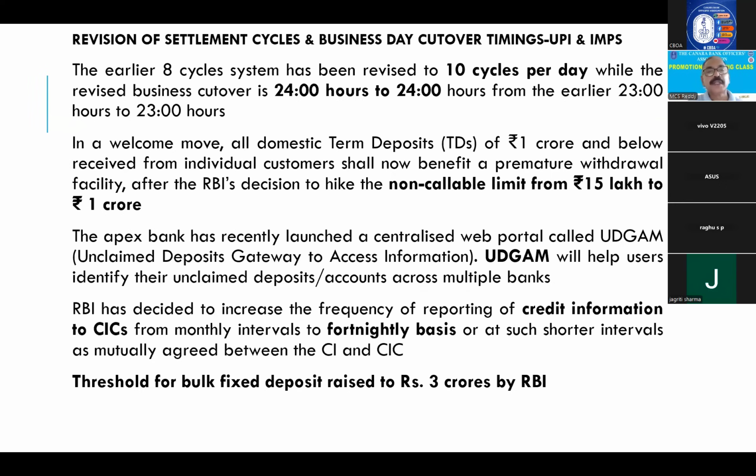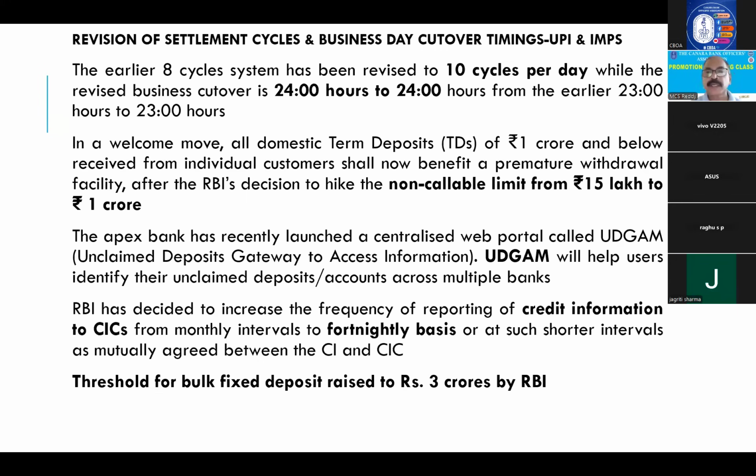Next one, cycles. Regarding revision of settlement cycles and business day cutover timings of UPI and IMPS, our customers are doing transactions through UPI and IMPS. These settlements earlier 8 cycles were there per day. Now that 8 cycles is enhanced to 10 cycles per day. So IMPS and UPI settlements now enhanced to 10 cycles per day. Now timing also, earlier 11 PM to 11 PM was there. Now 24 hours to 24 hours. Midnight 12 to next day midnight 12. So these two changes current year for your UPI and IMPS settlements.